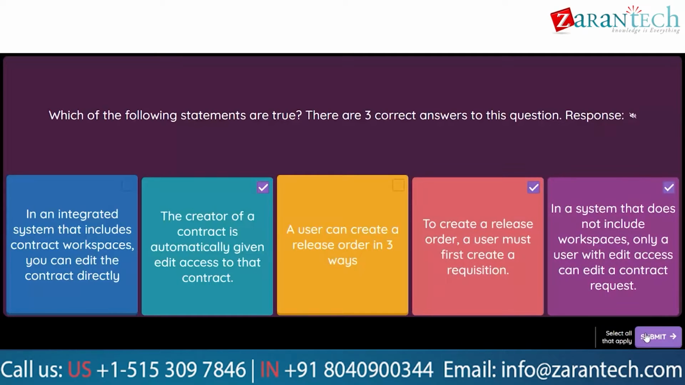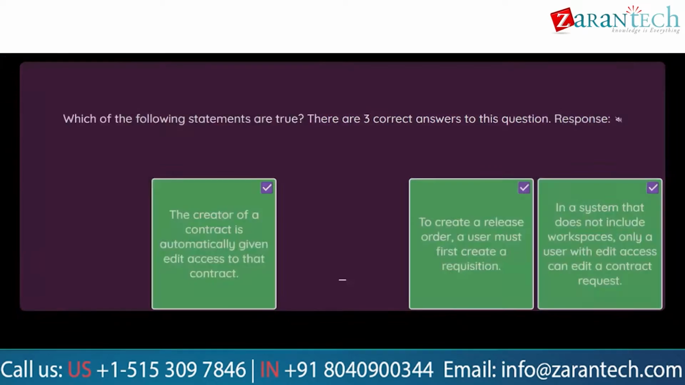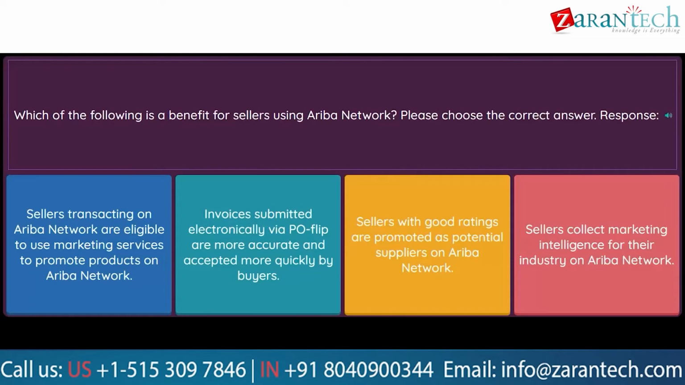Question: which of the following is a benefit for sellers using Ariba Network? Please choose the correct answer. Response: Option 1. Sellers transacting on Ariba Network are eligible to use marketing services to promote products on Ariba Network. Option 2. Invoices submitted electronically via DocPoFlip are more accurate and accepted more quickly by buyers. Option 3. Sellers with good ratings are promoted as potential suppliers on Ariba Network. Option 4. Sellers collect marketing intelligence for their industry on Ariba Network.